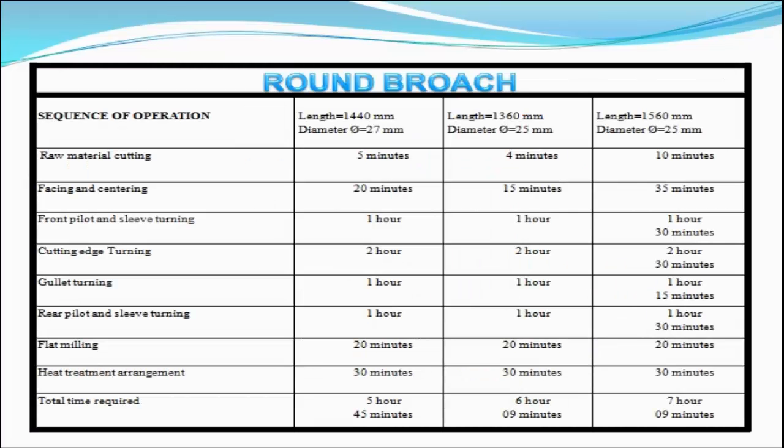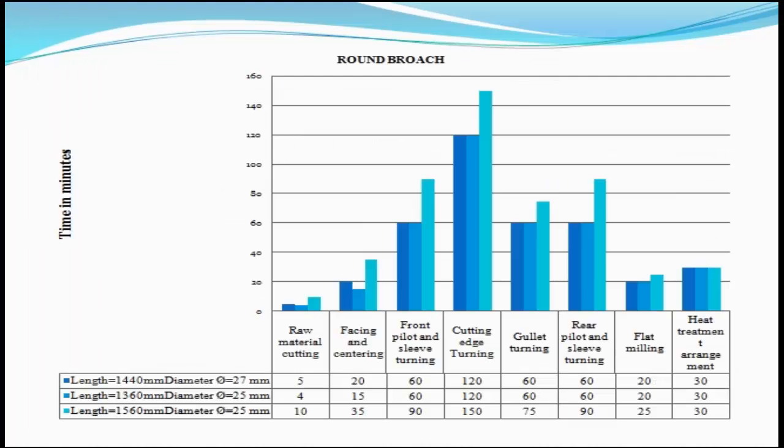The next is the round broach, and similarly in this slide also we have shown the sequences of operations based on 3 determined lengths and diameters which were found from the company, and at last the total time has been calculated by summing up all the individual sequences of operations. This is the monogram or the bar graph which shows the time required for a round broach based on 3 different lengths and diameters, and this is also demarcated by 3 different colors.